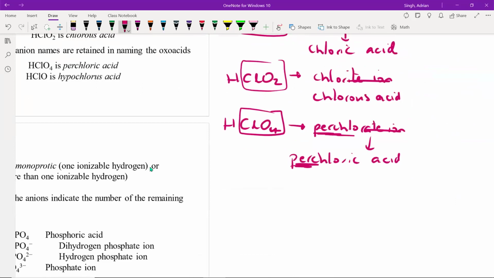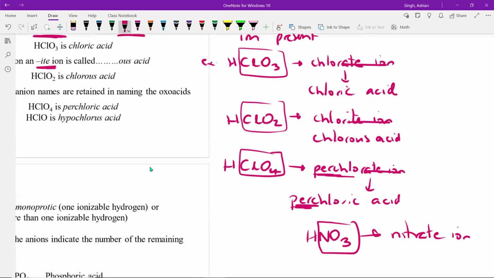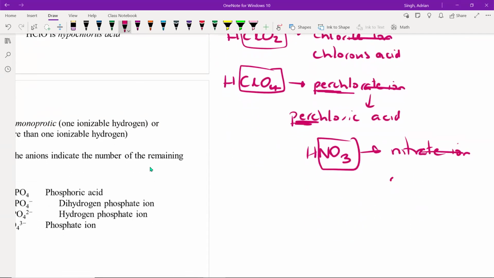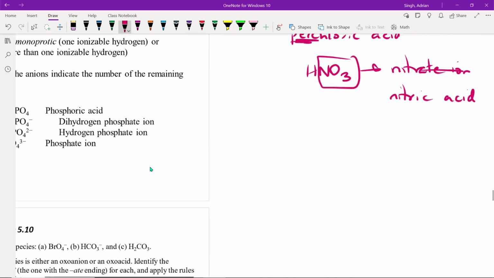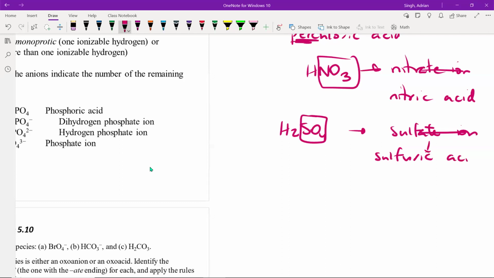All right, so another example, let's say we have HNO3. This has the nitrate ion in it. So just like with the ates up here, this is going to change the ending to ic acid. So this becomes nitric acid. If I have H2SO4, this has the sulfate ion in it. So you may be tempted to say sulfic acid, but this actually becomes sulfuric acid in the name. And those are two very common acids we will see.